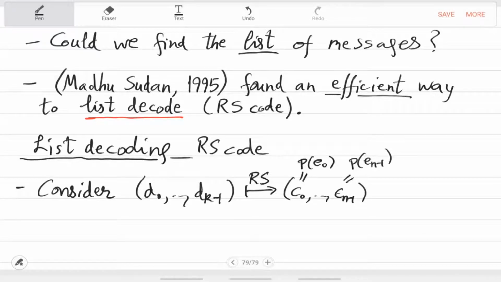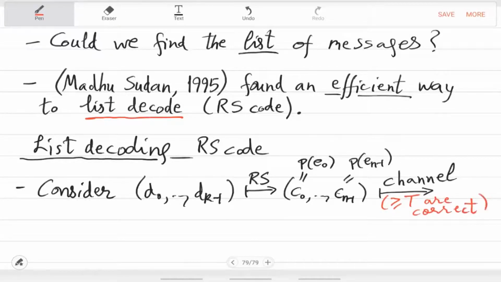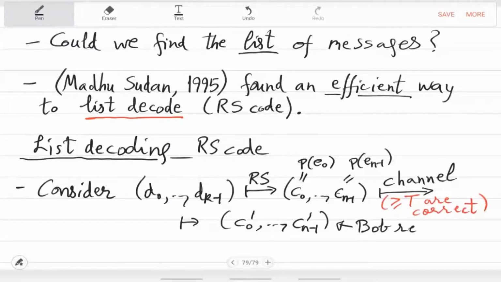The channel will corrupt it. And we'll assume that at least T many are correct, greater than big T many. So greater than T are correct. And the remaining n minus big T maybe are in fact incorrect. They have been corrupted. So what Bob gets is, we are calling it C0 prime to Cn minus 1 prime. Okay, so in this only T positions are correct, and obviously Bob has no idea which big T many positions are these. There is no way to find that a priori, right?